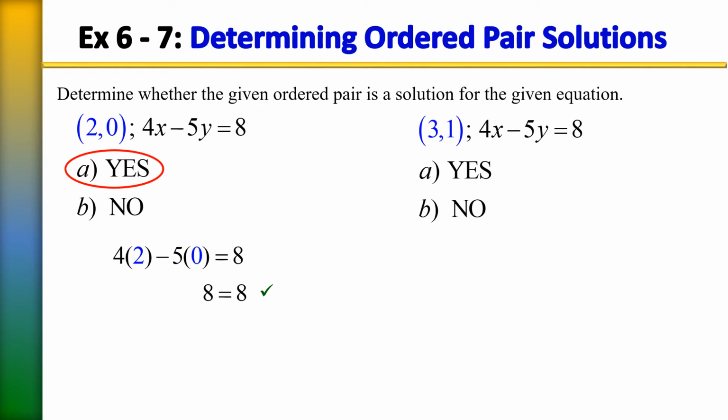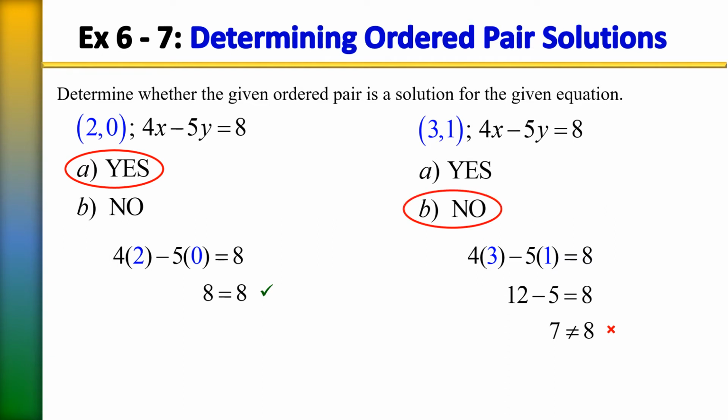Now let's use that same equation but plug in a different point. We want to see if 3, 1 is a solution. So we're going to plug in a 3 for x and a 1 for y. When we do so, it's going to look like so. Let's go ahead and do the math. On the left side, we have 4 times 3, which is 12, and 5 times 1, which is 5. So that's going to be 12 take away 5. 12 take away 5 is 7, and 7 is not the same as 8 on the other side. That is a false statement. When it leaves you with a false statement, that is your proof that no, that ordered pair is not a solution to the given equation.